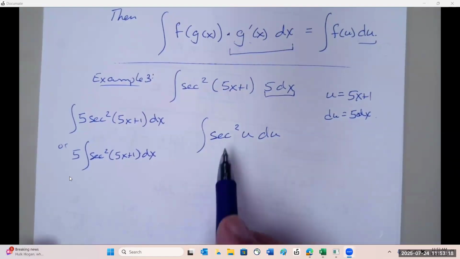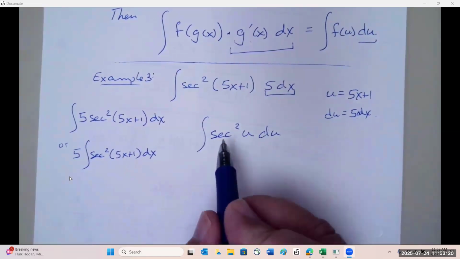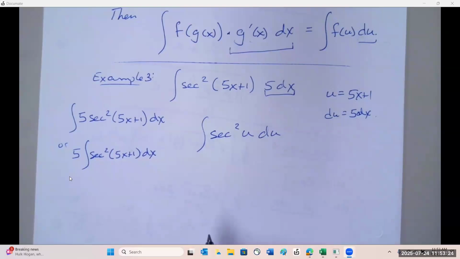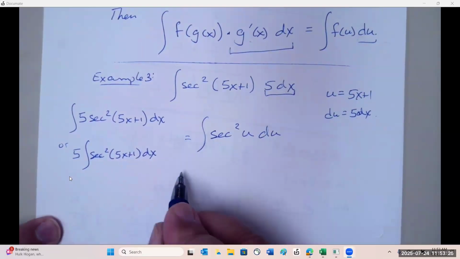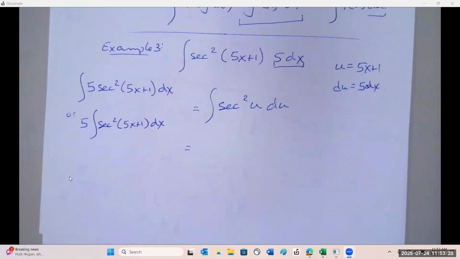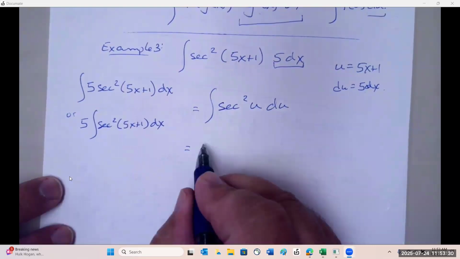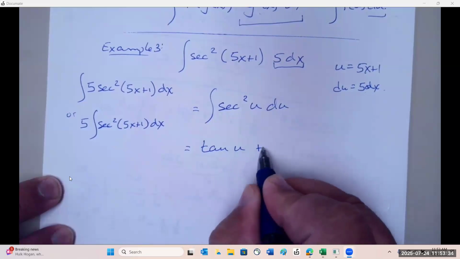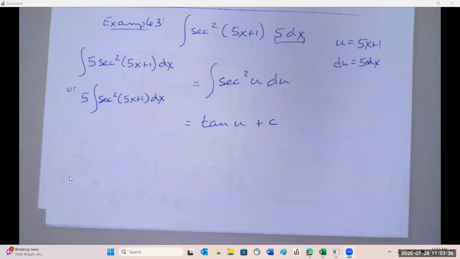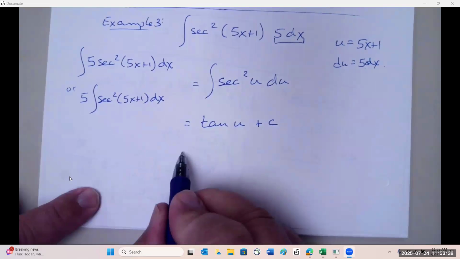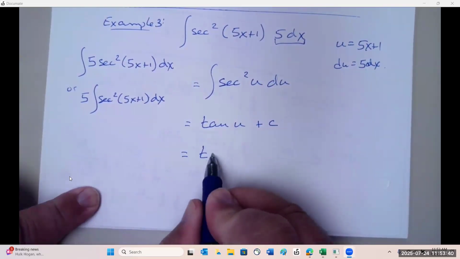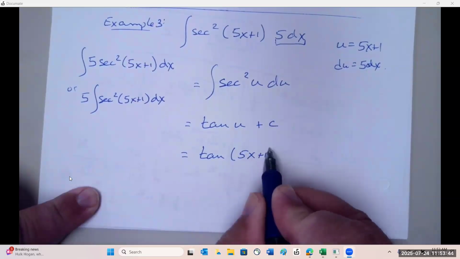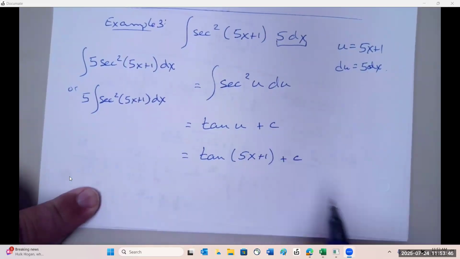So what's the integral of secant squared? Remember, this is a derivative. What function has the derivative of secant squared? Tangent. So it's tangent u plus c. And now we can go back. U is 5x plus 1, plus c.